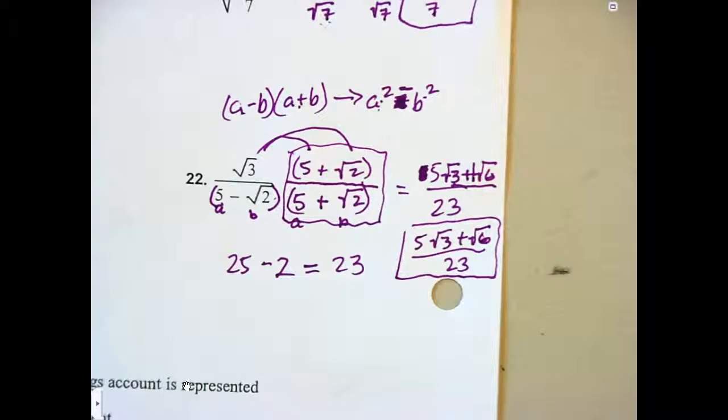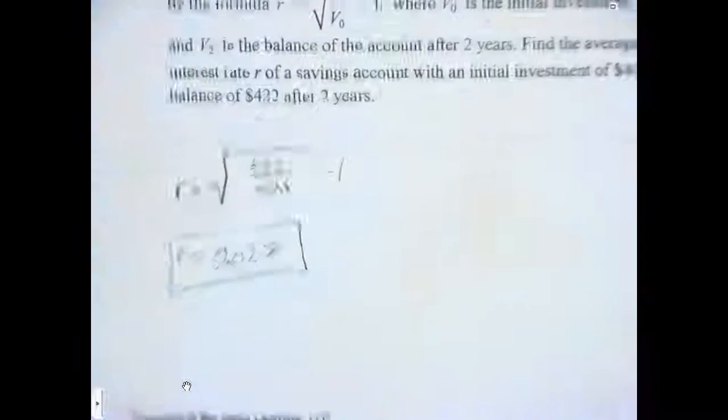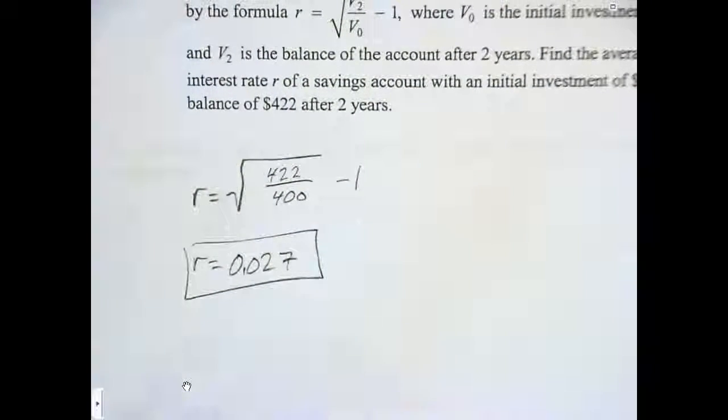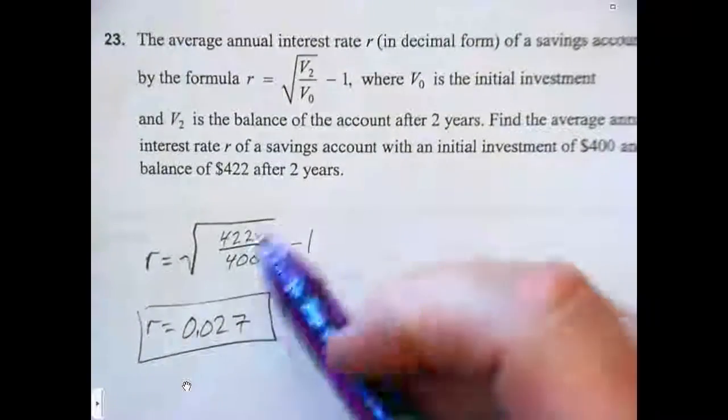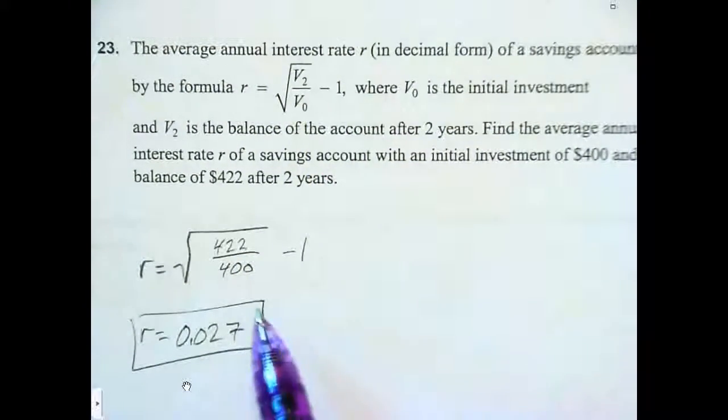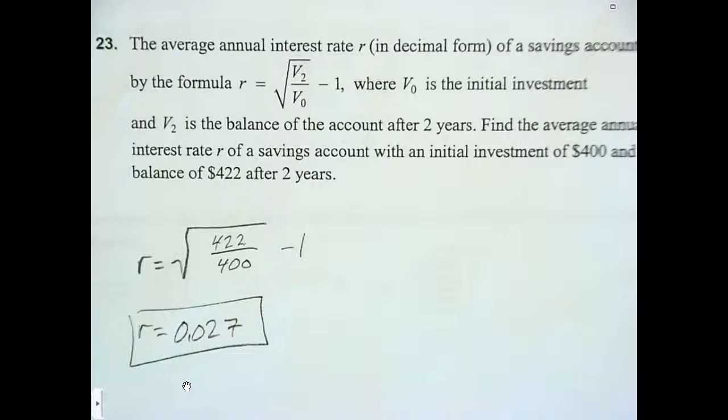Any other questions there? Okay, number 20 should have been root 6 plus 1, all divided by 5. 21 would be 12 minus 3 root 2, all over 14. And 23, that is our solution. You should have just plugged in your values there. Okay, you plug in your 422 for your V2 and your initial investment. V1 was 400. You do the math, you get a rate of 0.027, which is 2.7%.